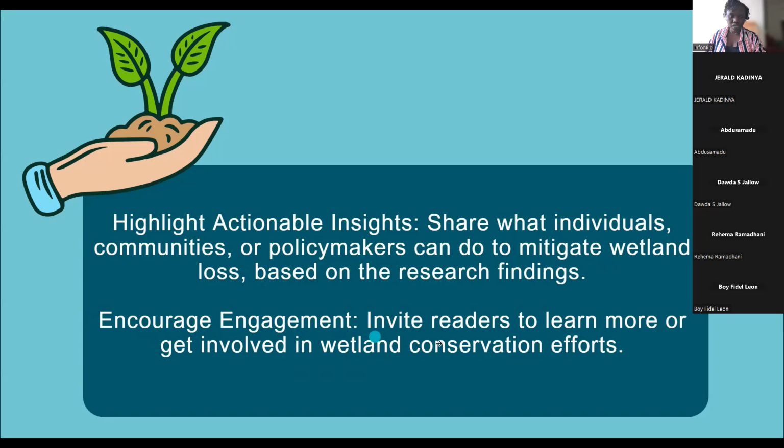And then encourage engagement. Invite readers to learn more or get involved in wetland conservation efforts. For example, when you're ending your story, you encourage the community that you're talking about to do what they need to do so that the wetlands can be better protected. If they're draining their wetlands, you can advise them on what they can do to protect the wetlands. For example, many people overgraze on wetlands until the shores are dry, and now it becomes even shallower. You can talk about that to encourage engagement on how to protect the wetlands. I hope that is clear.